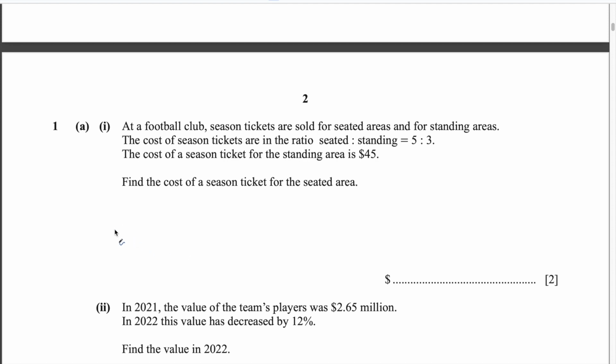So it's a simple ratio. Now for the seated area to standing, the ratio is 5 to 3, and 45 is the standing area, so it is corresponding to 3. Now x is the unknown actual value for the seated area. So doing cross multiplication, it will be 5 times 45 divided by 3, which gives you $75. So the answer is 75.